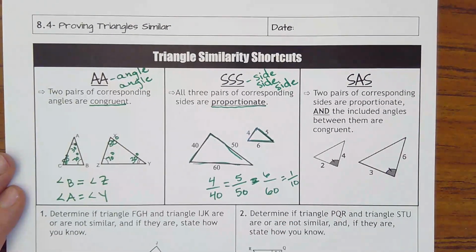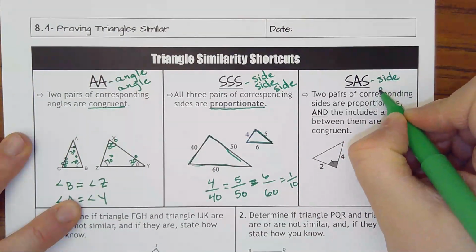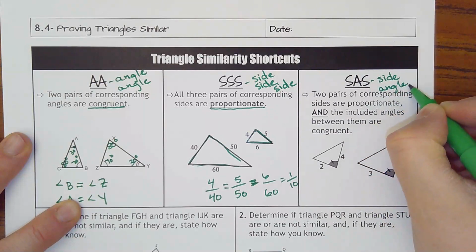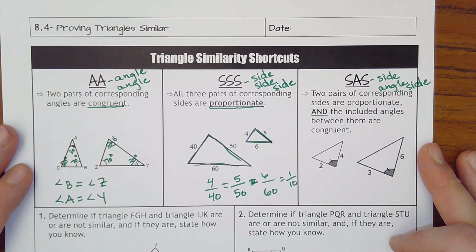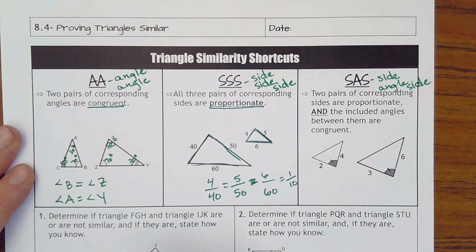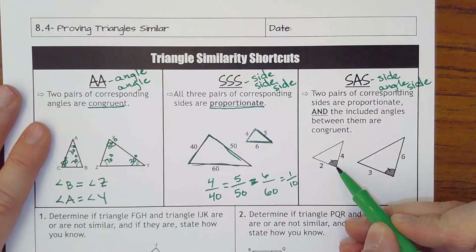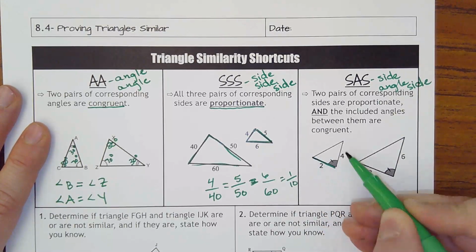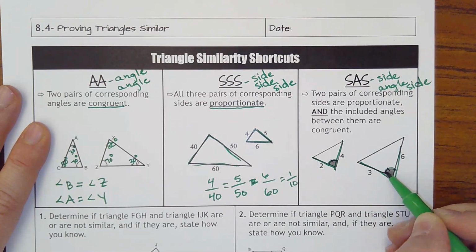All right, and then side, angle, side is the last one. SAS. 2 pairs of corresponding sides are proportionate, like what we talked about here, just 2 of the pairs, and the included angles between them are congruent. So it's kind of like a mix between these 2. It has to be the angle that's included between the sides. So it's where this side and this side meet, it's this angle. Where this side and this side meet, it's this angle.